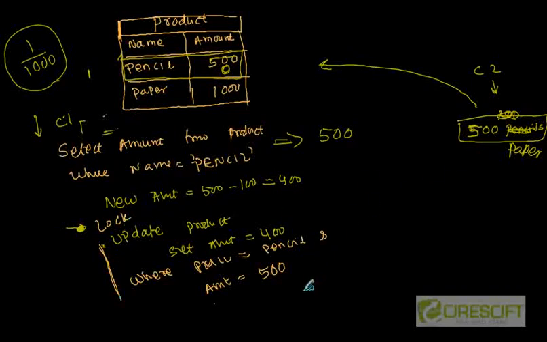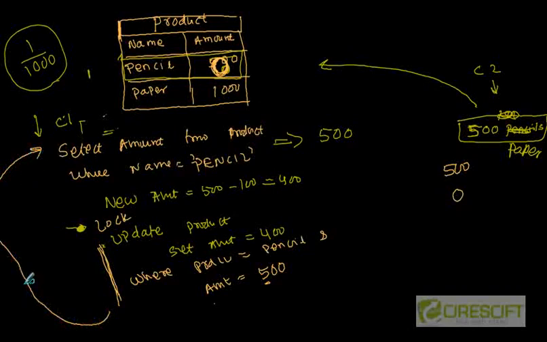Now consider the scenario where customer C2 requests 500 pencils. So again customer C2 is going to read 500, and he took all of them and then he made it 0. So if this is made 0 before this update happens, then whenever this update is going to be done, this update is going to fail because the amount is no more 500, the amount is 0 right now. In that case, what is going to happen? He's going to redo the thing again.